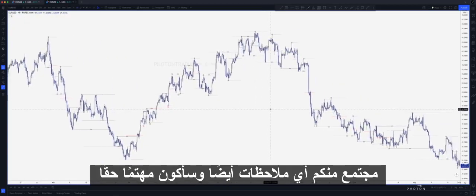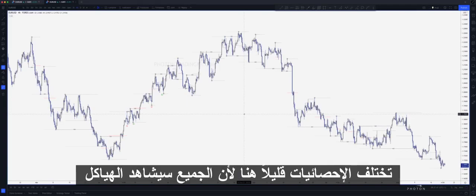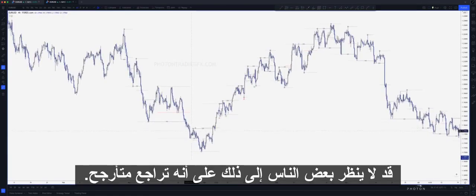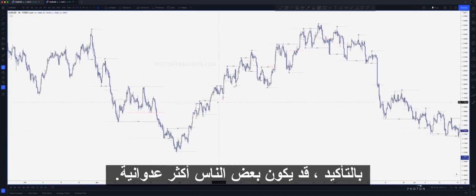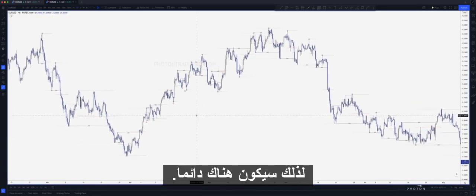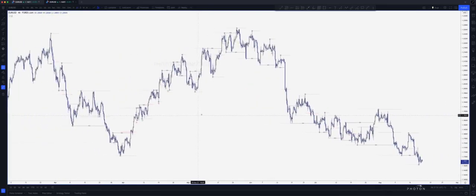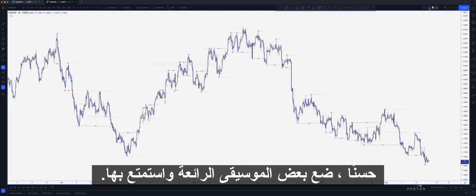I'll be really interested to see what stats you get, because of course everyone's going to have slightly different stats here, because everyone will view structure slightly differently. Like I was saying over here, some people may not view that as a swing pullback. Some people may view that just as a minor break of structure. Some people may be even more aggressive. So there will always be slight differences. But I'm keen to see what you guys come up with and see what stats you get. So put some nice music on and enjoy it.